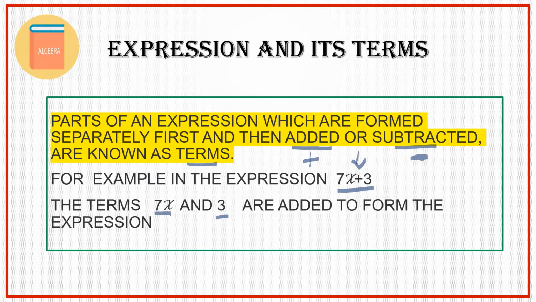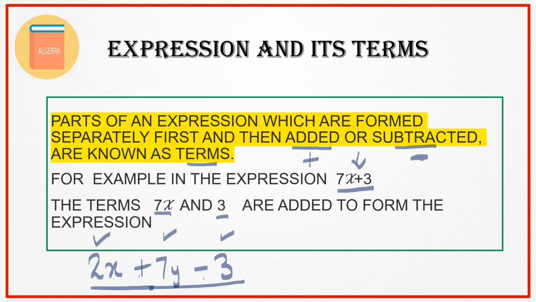Let me take one more example, where there are two different variables, like 2x, and I take another one, for example plus 7y, and I write minus 3. So clearly this whole is an algebraic expression. And now I want to ask you how many terms are there. When you have to look at terms, you will look at the term separators, and term separators are the plus and the minus sign, right? So this is my first term, this is my second term, and this is my third term. So there are 3 terms in this expression.